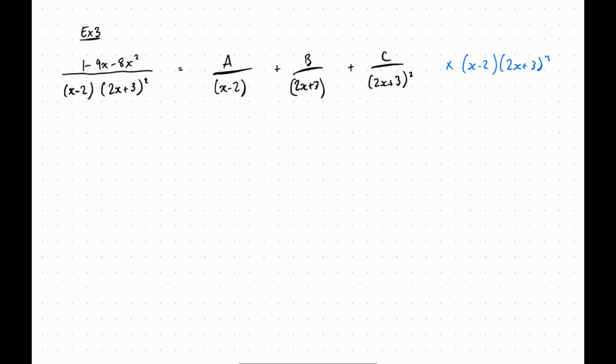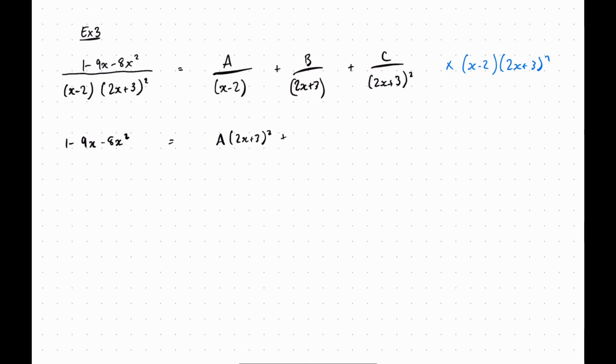And this is where you actually have to start thinking, what's going to be my a, b, and c? Or what bracket's going to be attached to my a, b, and c? So I've got 1 minus 9x minus 8x squared on my left-hand side. When I multiply through by x minus 2, 2x plus 3 squared, on my a term, the x minus 2 is going to cancel, but it's going to leave me with what? 2x plus 3 squared.